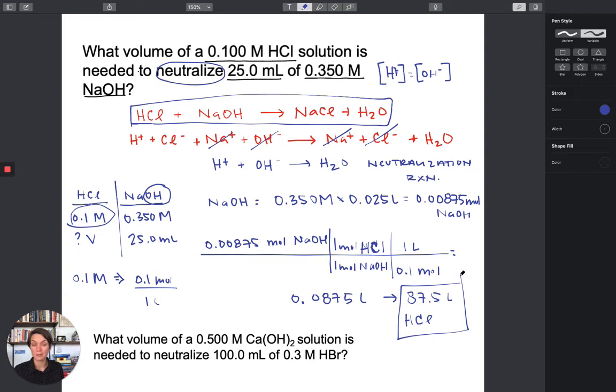What happens when we add that 87.5 liters of HCl? We've added exactly enough hydrogen ion to react entirely with the sodium hydroxide, converting all of our hydroxide to water, creating a neutral solution.